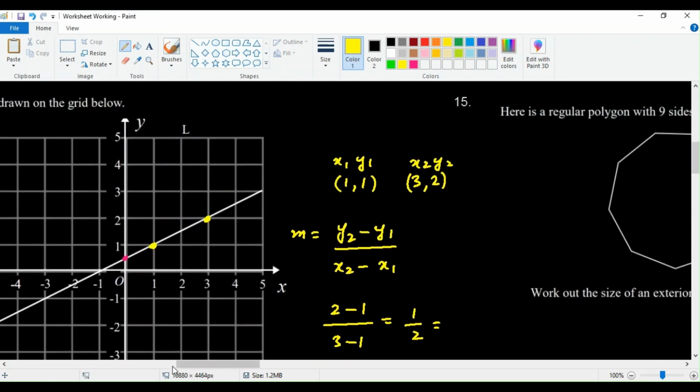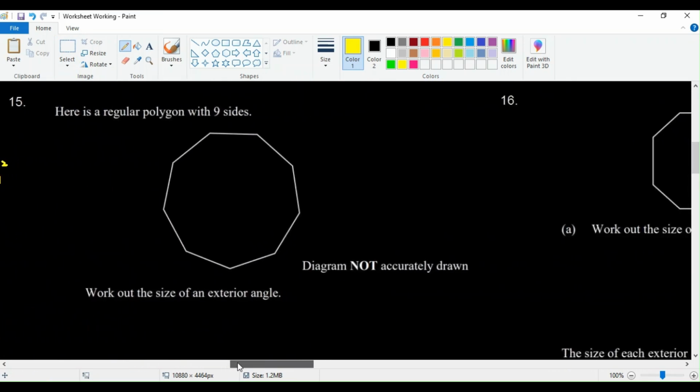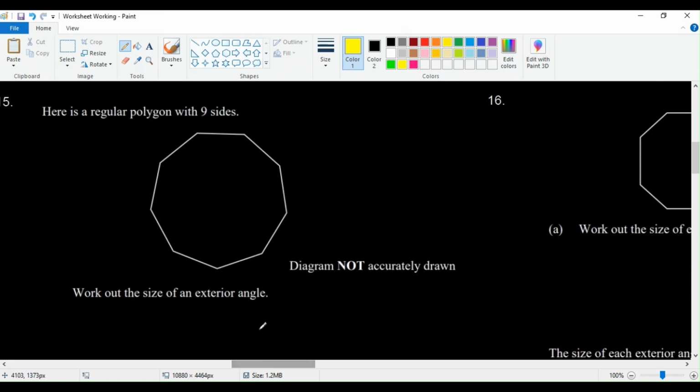We are heading towards question number 15. In question 15, it says here is a regular polygon with 9 sides, and work out the size of an exterior angle. That means 360 has to be divided by 9 sides. It's going to give us 40. 40 degrees is the size of the exterior angle.